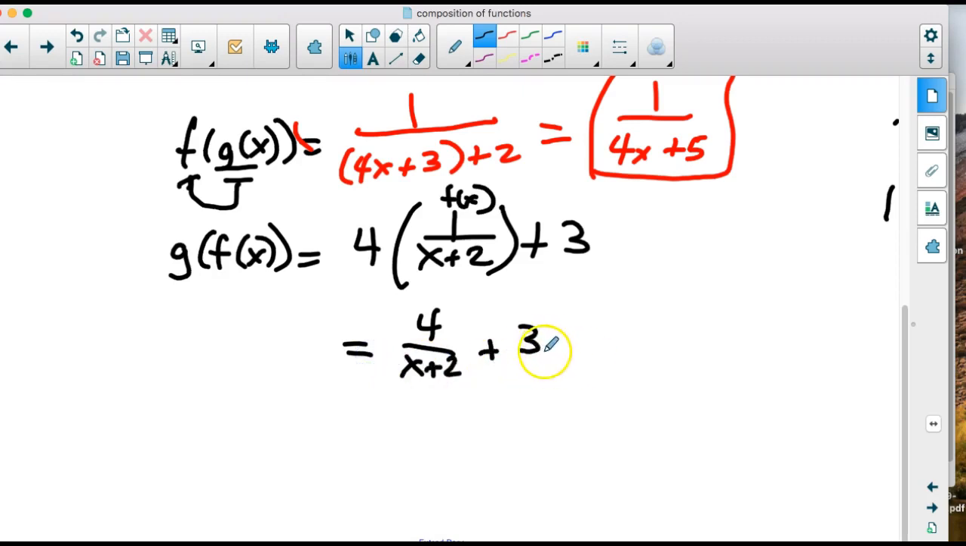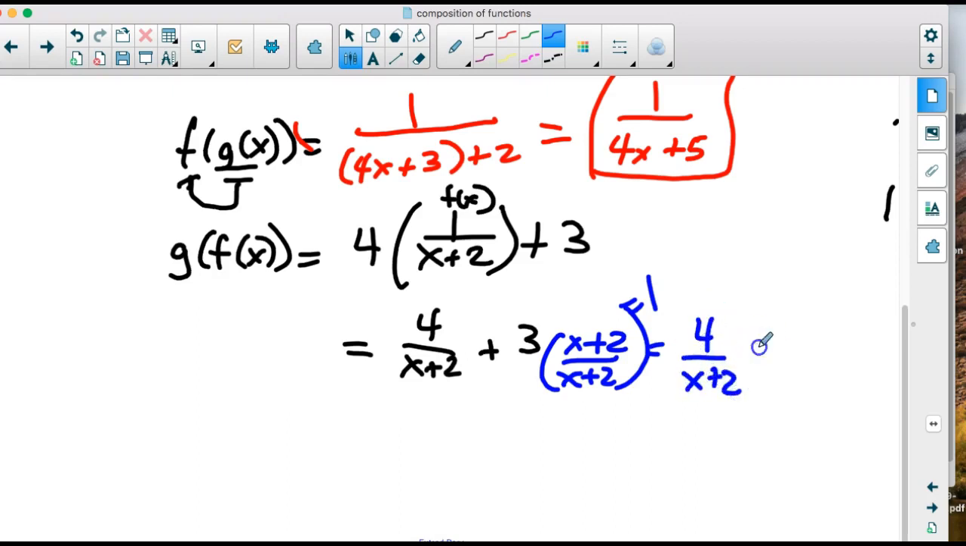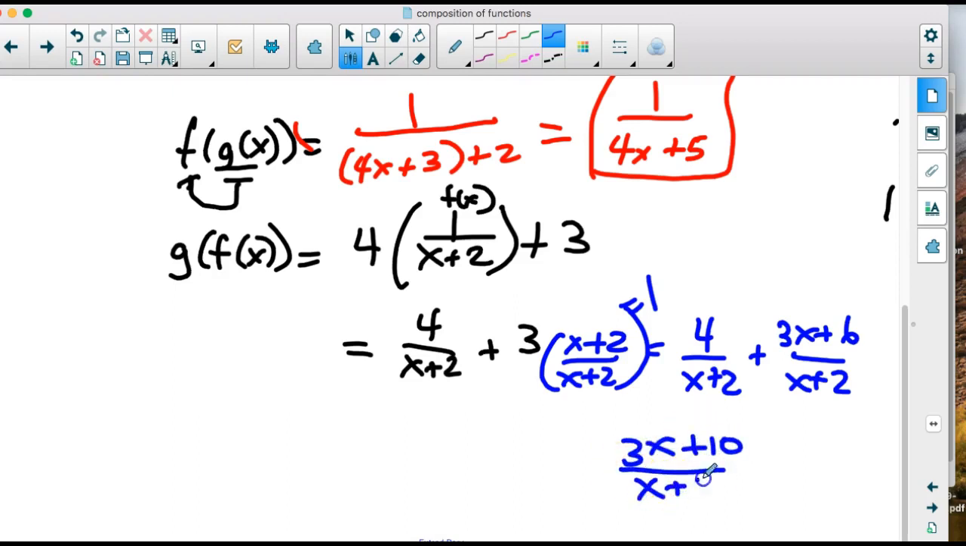If we get a common denominator of x plus 2, that means we're going to need to insert an x plus 2 here over x plus 2, because that's 1, and it's not changing the thing. Then we still get 4 over x plus 2 plus 3x plus 6 over x plus 2. So we're going to get 3x plus 10 over x plus 2 as our solution to that. That's g of f of x.